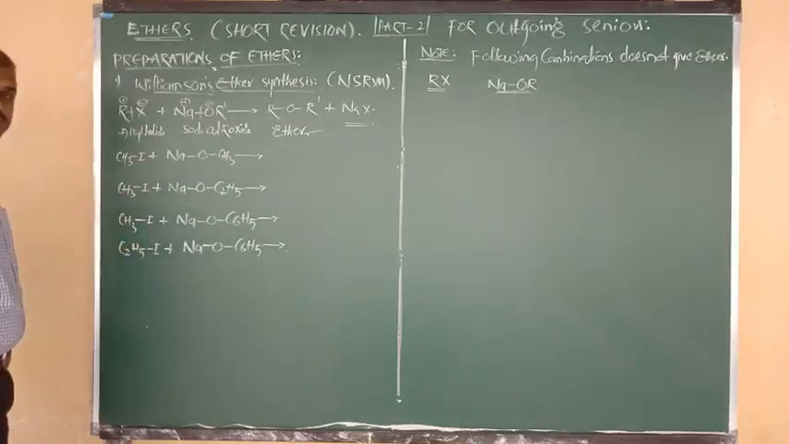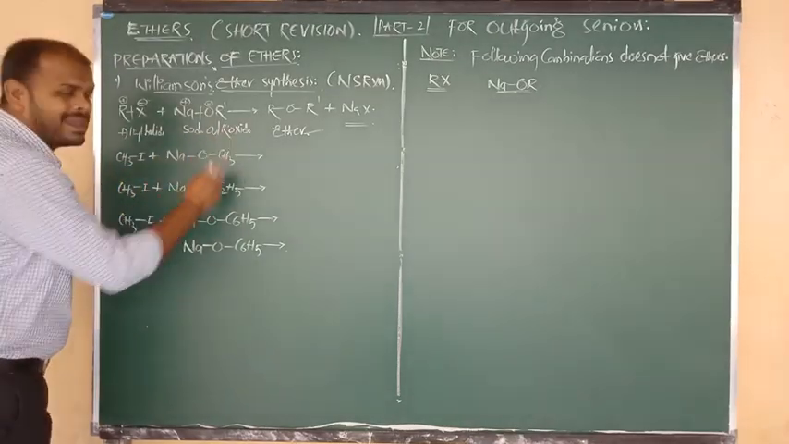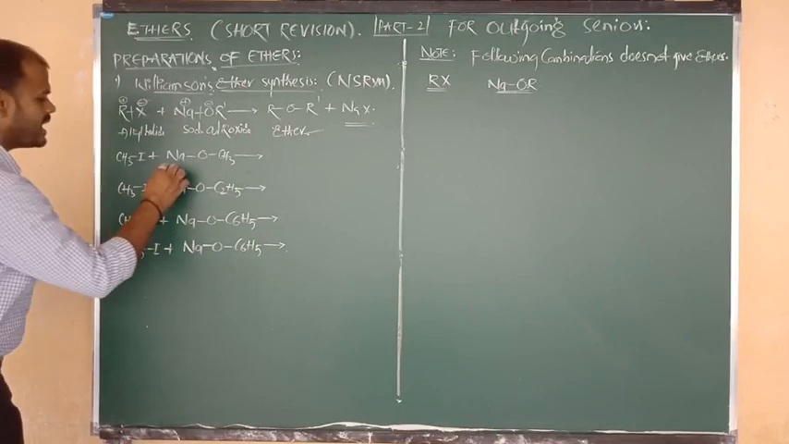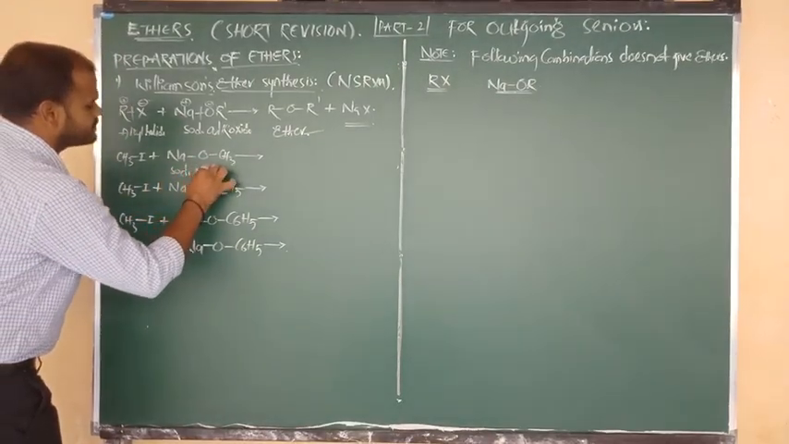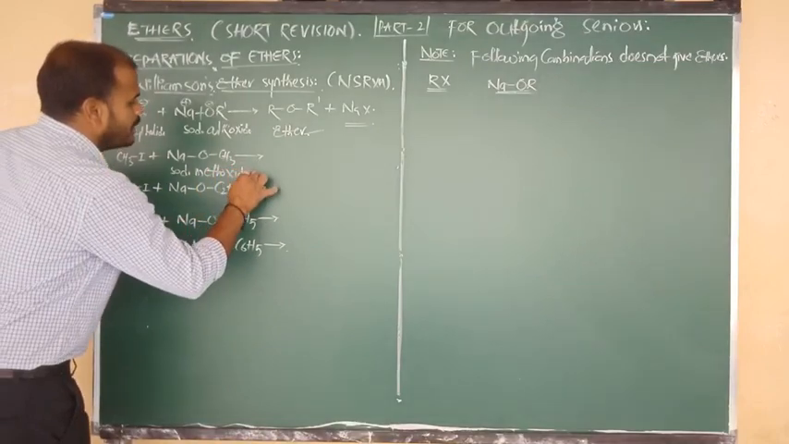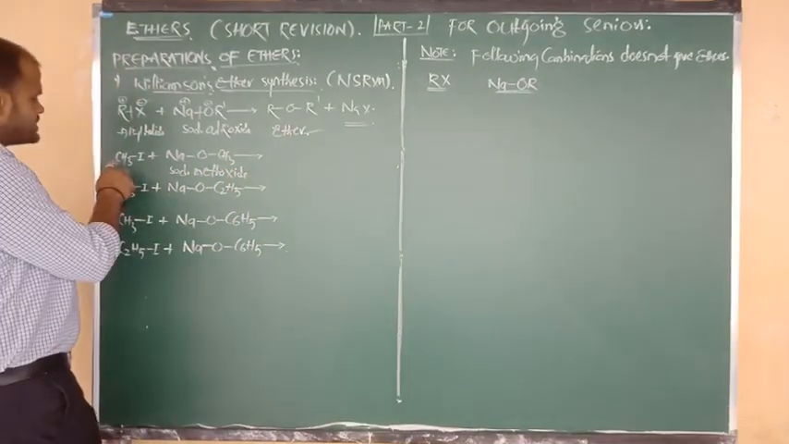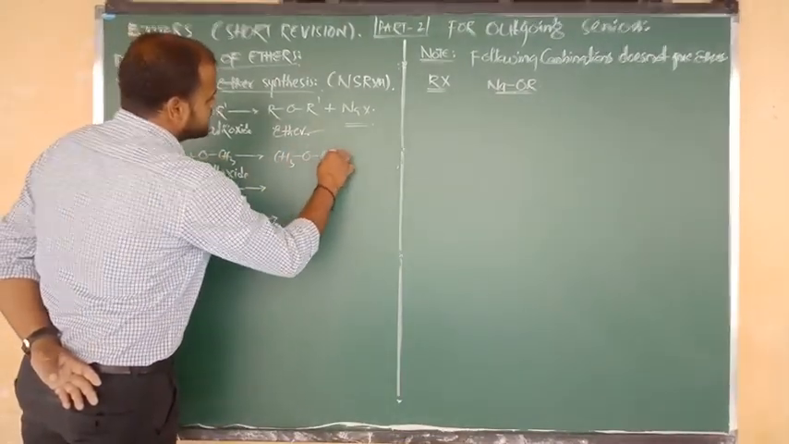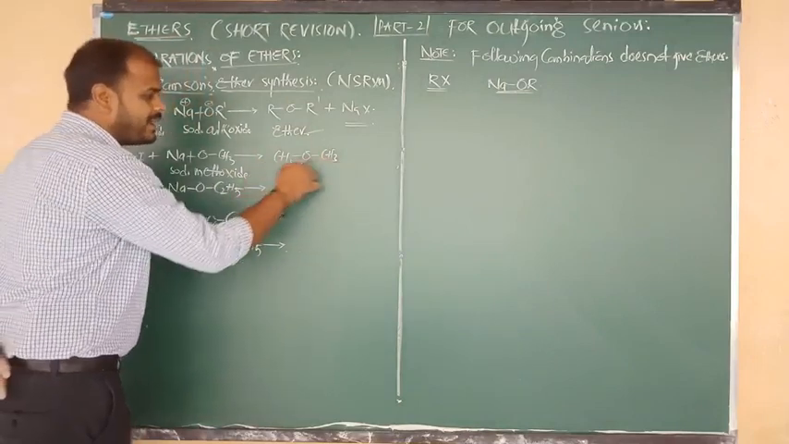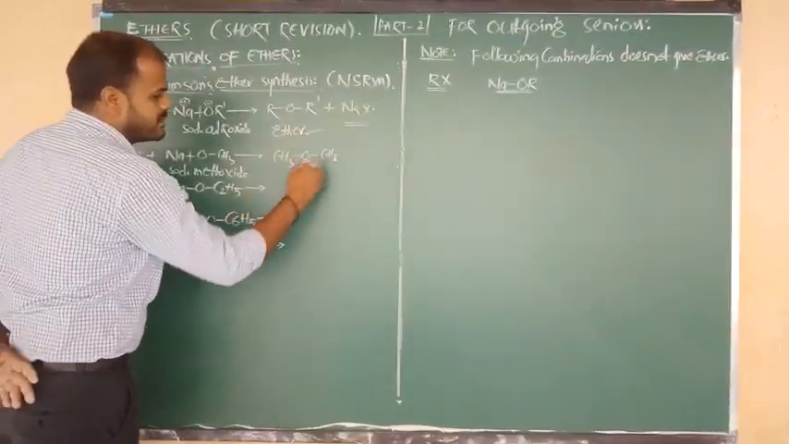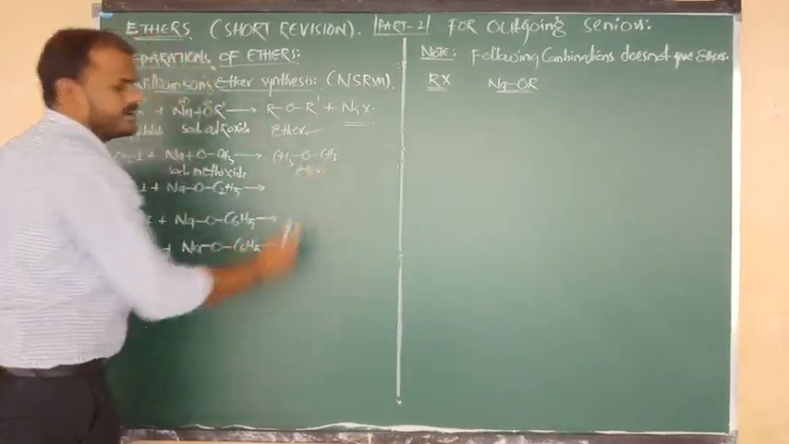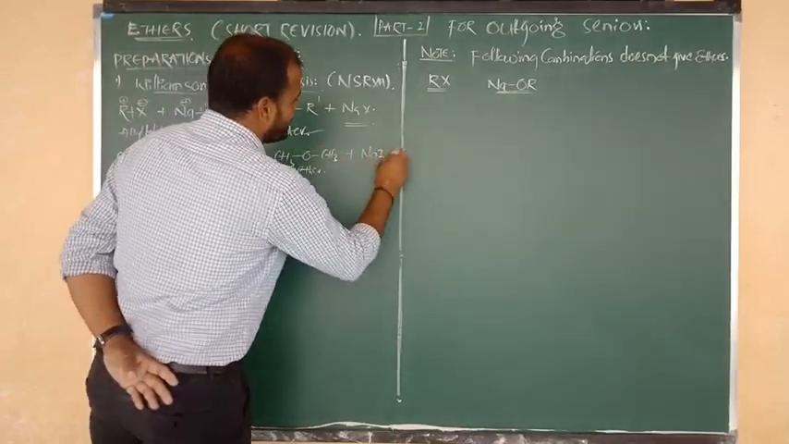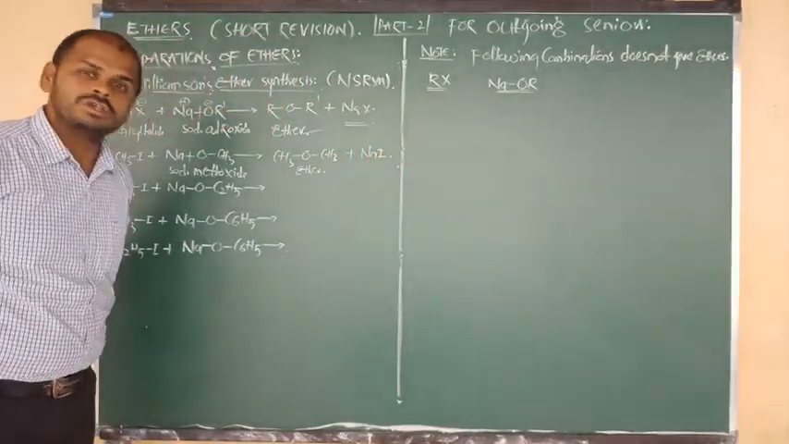So methyl iodide CH3I undergoes reaction with sodium alkoxide. Here CH3O is methoxide, so alkyl halide reacts with sodium methoxide. The product is CH3O, with O connected again to CH3. That means here we are getting the product dimethyl ether, also called methoxymethane, an example of ether. Now Na plus combines with I minus and is removed in the form of NaI, that means sodium iodide.